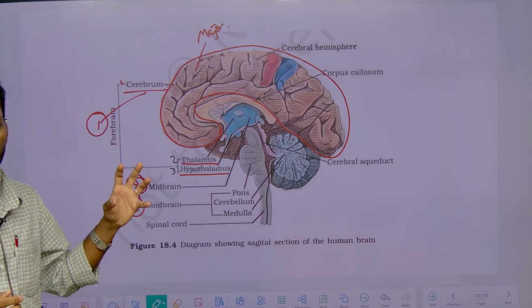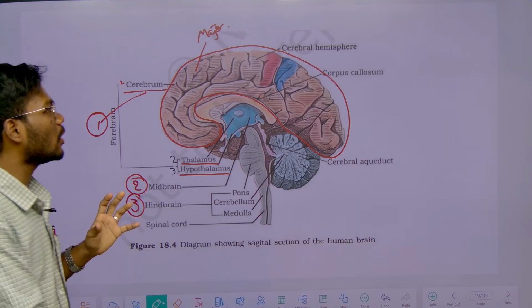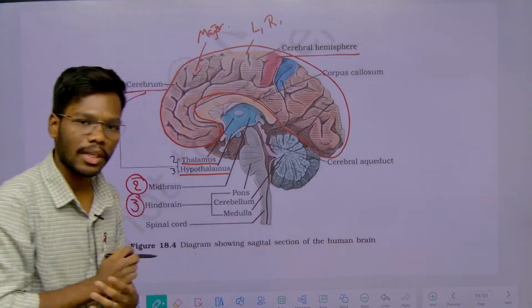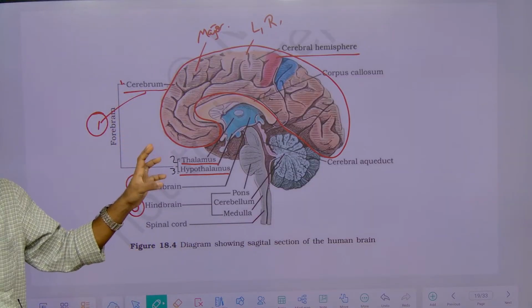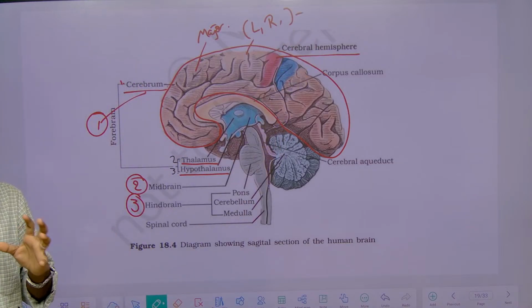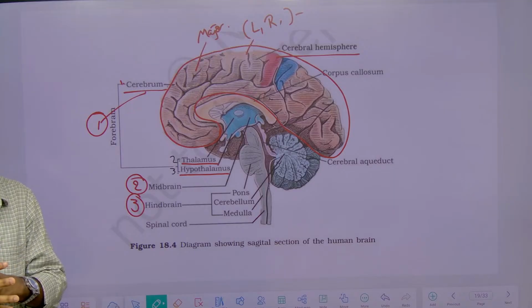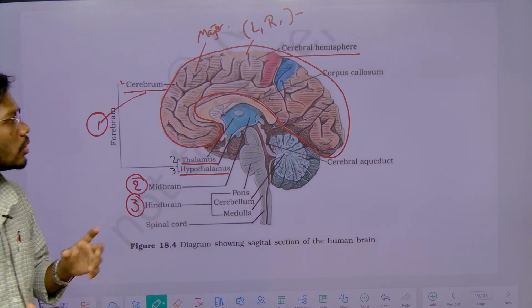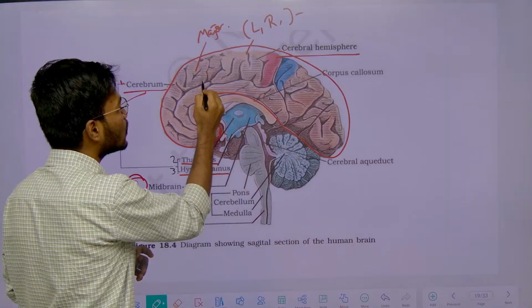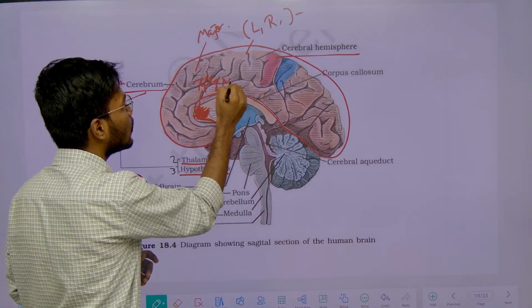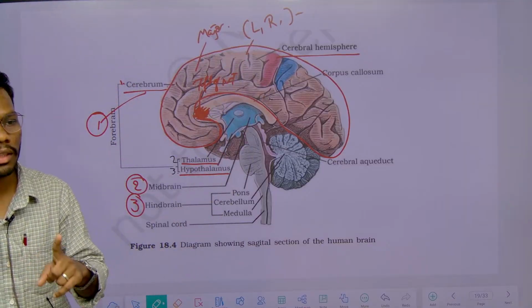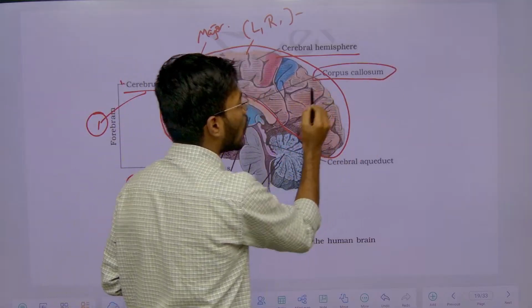So this very big cerebrum is divided into two, left and right cerebral hemispheres, right? There was a half. So that's why the cerebrum is divided into left and right hemispheres. These left and right hemispheres are connected with some nerve tissue. If you see this, it is a tract of nerve fibers which connects both the left and right cerebral hemispheres. That is what is called the corpus callosum.